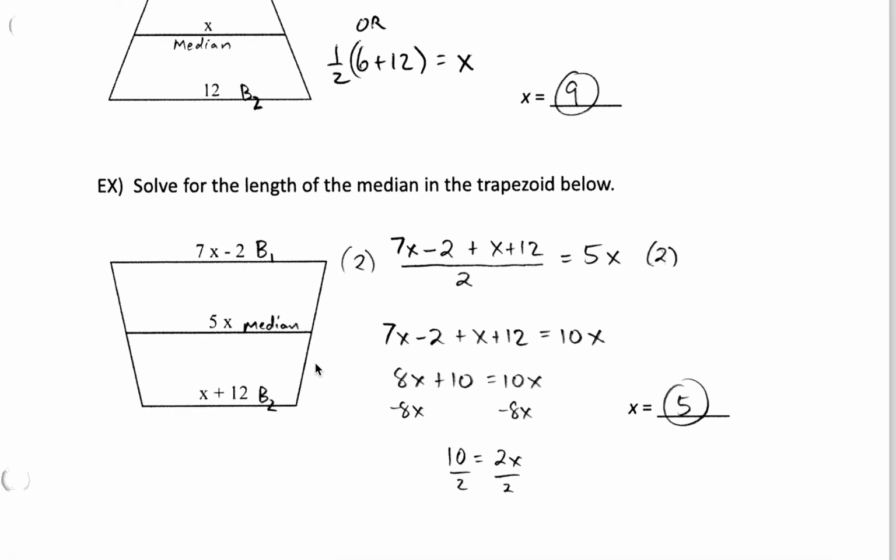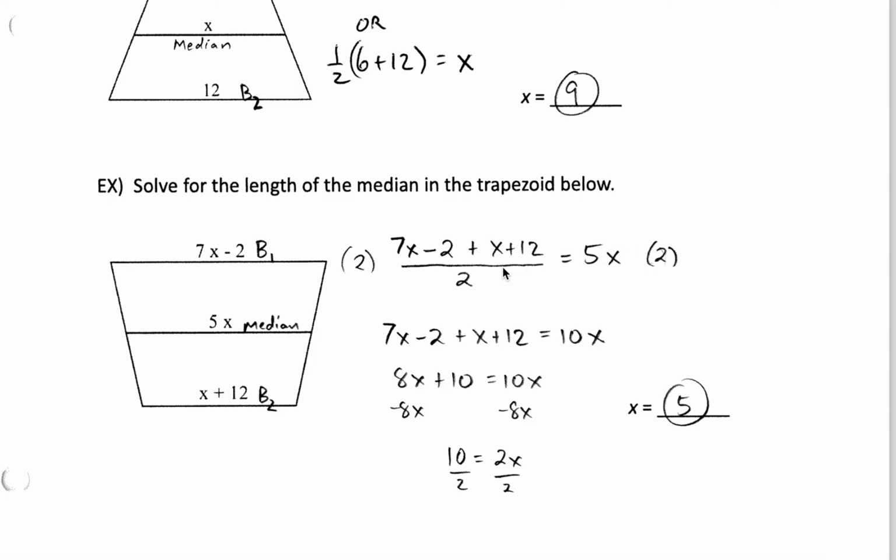One last time, a little bit trickier here. Test your algebra skills on this one. Knowing that 7x minus 2 is one of our bases, and x plus 12 is the other base, and 5x represents our median length, we can set up our formula to say that 7x minus 2 plus x plus 12, combining both of your bases, cutting that in half should equal the median, which is 5x.